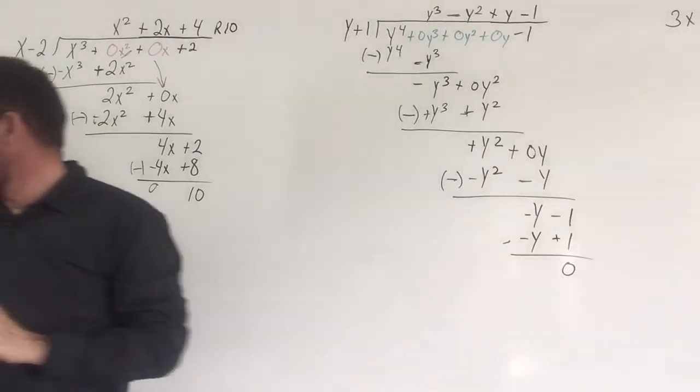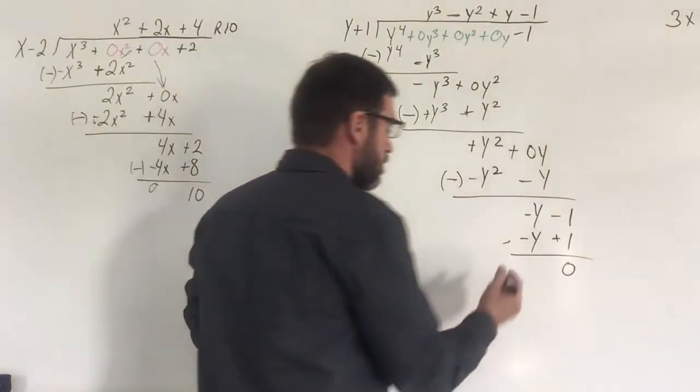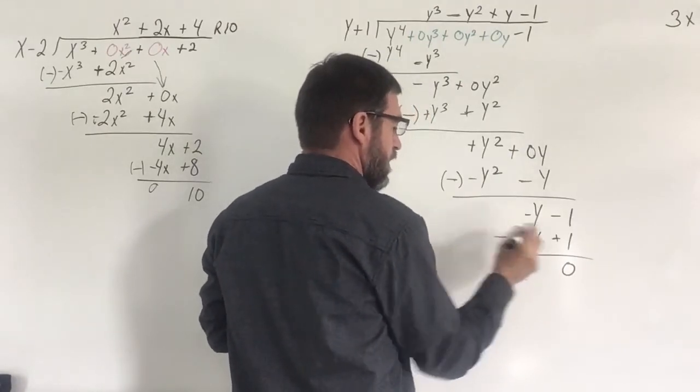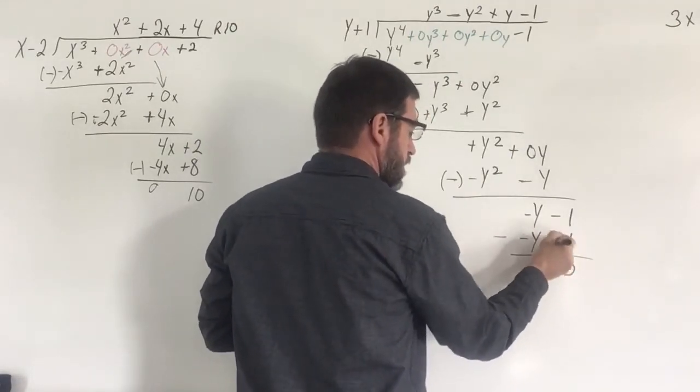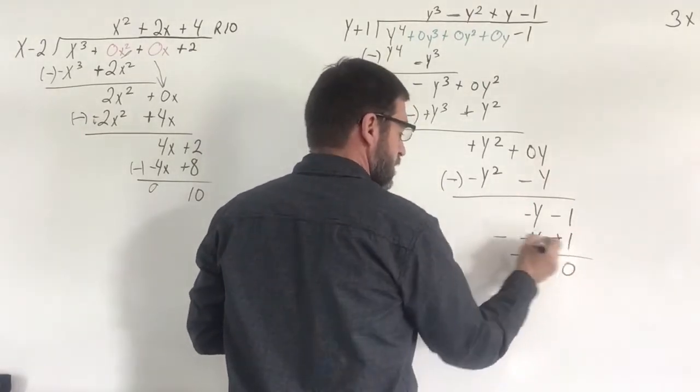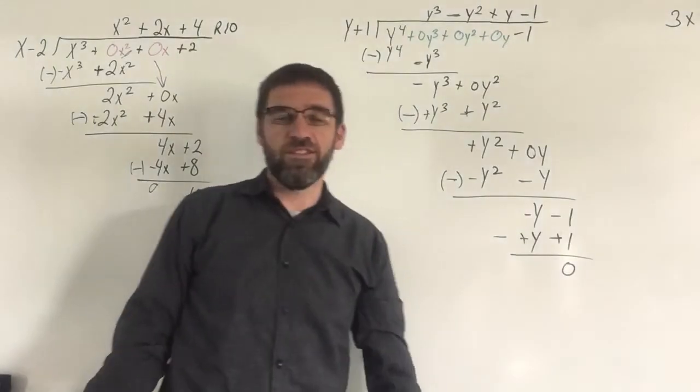That's correct. It says 0, so I have negative y. Oh, sorry, it's negative. Now I make them all positive, and that does make it a 0. That's right.